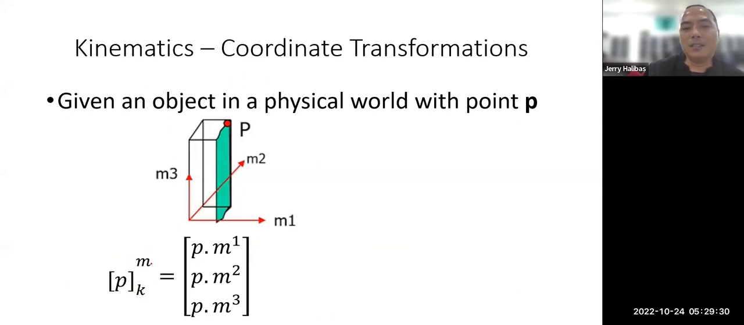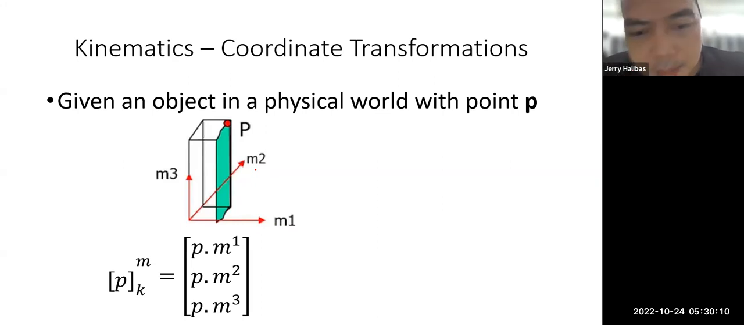Then, with this coordinate frame M1, M2, M3, what you will do is simply apply the formula P dot M1, P dot M2, and P dot M3. That represents now your vector P. This is the point here. Okay? So this object is rectangular. Then, the question is, why is it letter M?